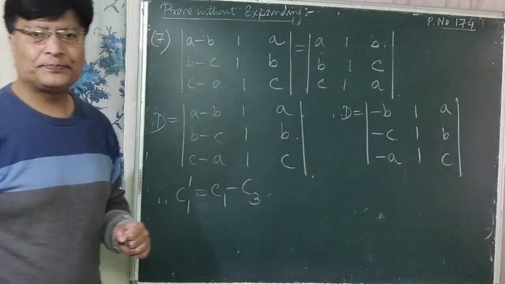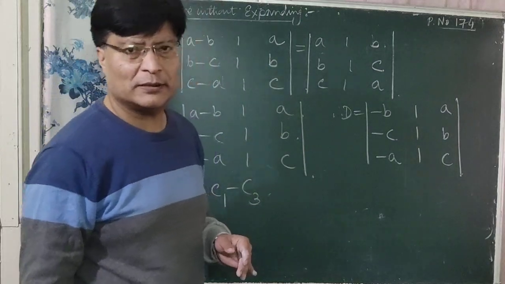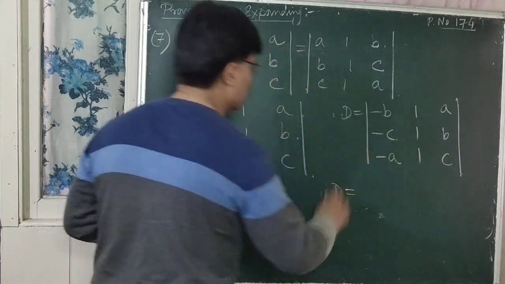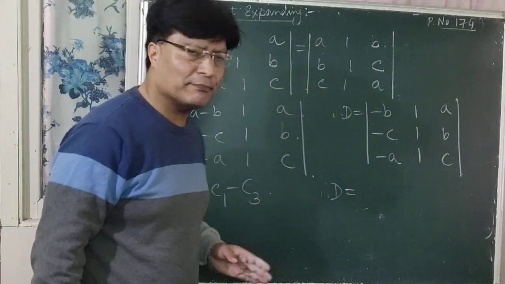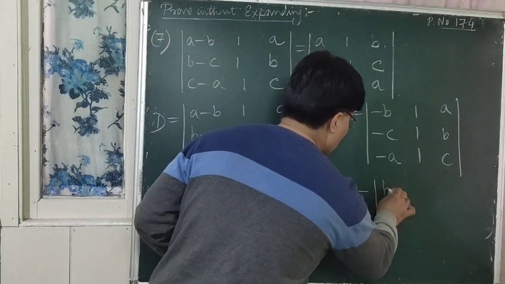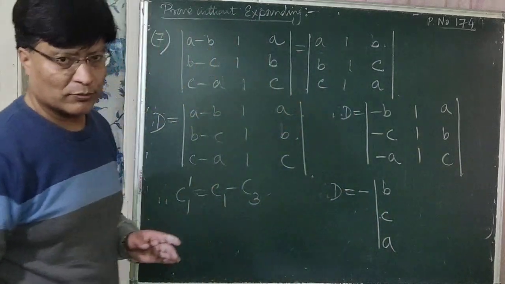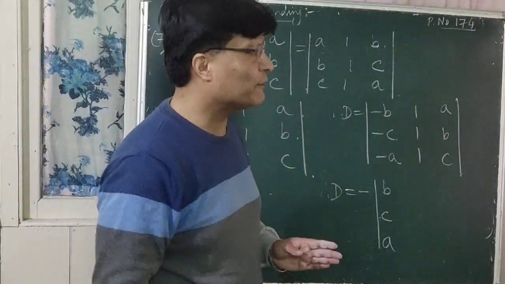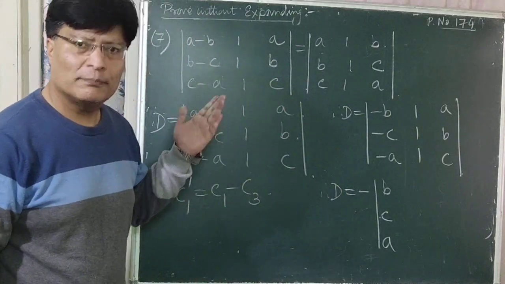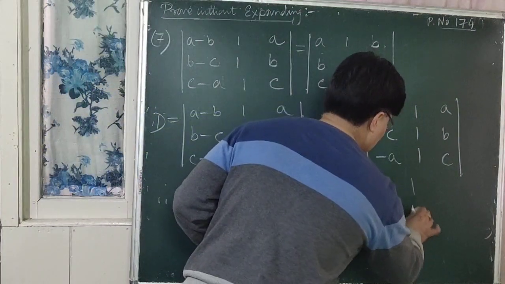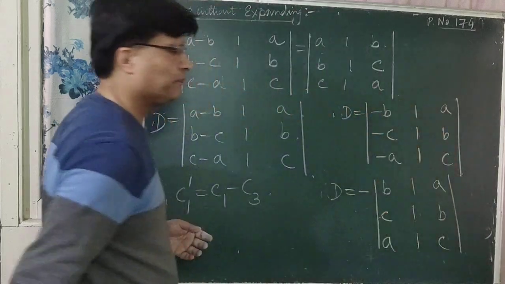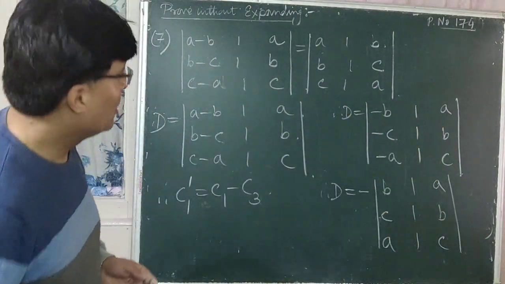Next, what will you do? Next, you can take common here. Minus is taken common here, isn't it? So therefore, D is equal to, from the first column you can take minus common. What is the first column? B, C, A. All are positive now because the minus sign is taken from the first column. All these minus signs become plus. And write down second column 1, 1, 1, and A, B, C remains same. Okay? But you have to prove this result.